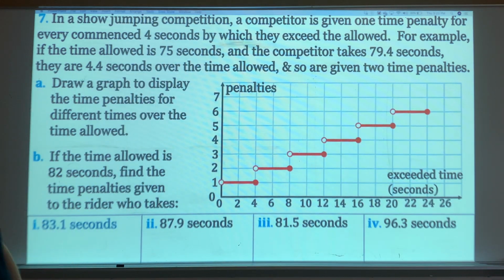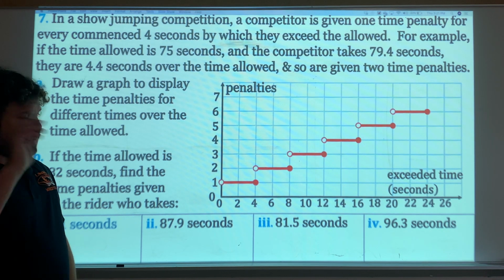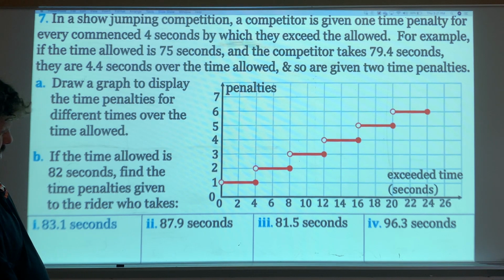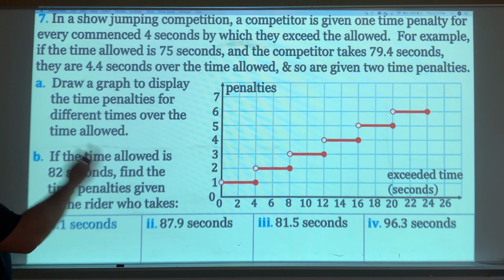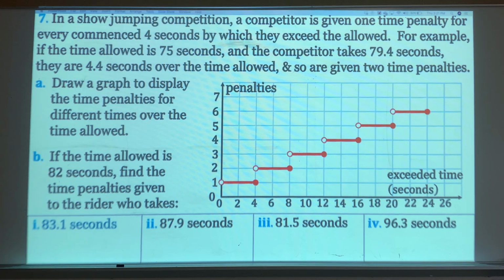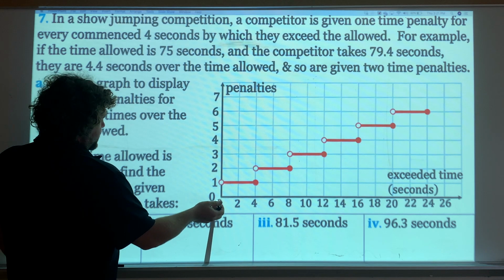All right? So 1 point for every 4 seconds. So if you miss it by 3 seconds, it's the same as 1 second. 3.9 seconds, the same as 1 second. All right. What kind of graph is that? Piecewise. If the time allowed is 82 seconds, so that means that this is 82 seconds.